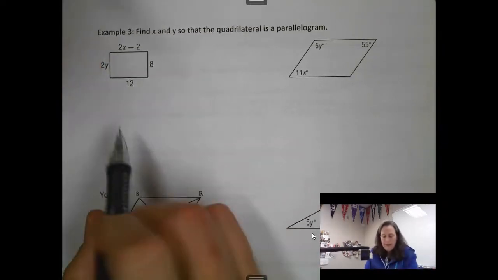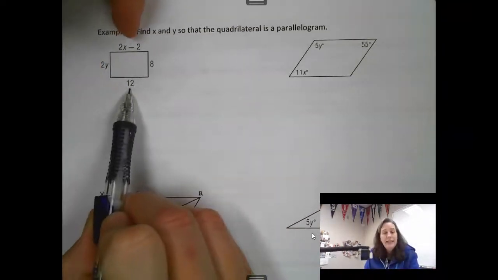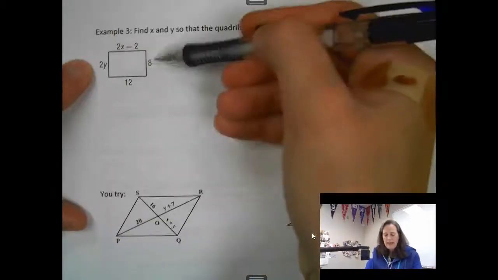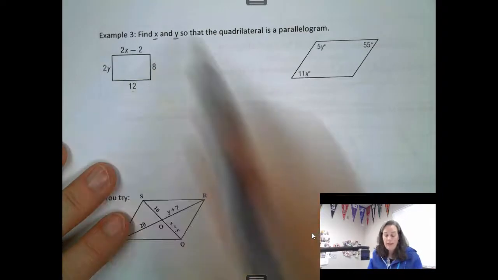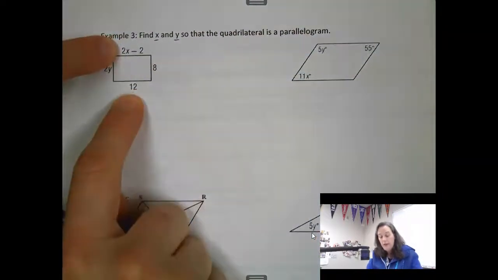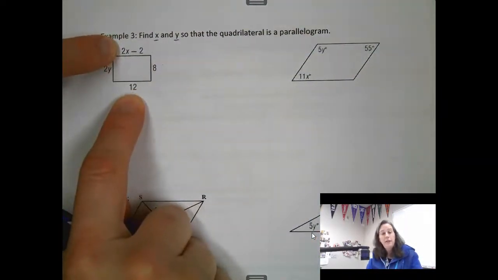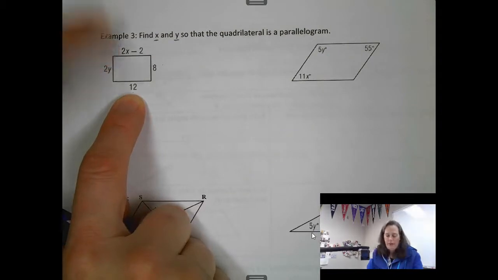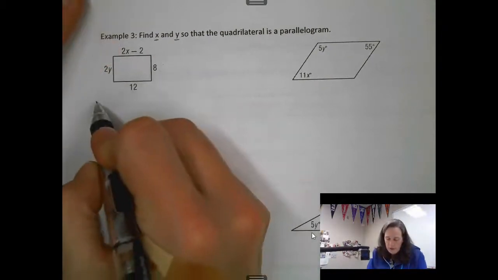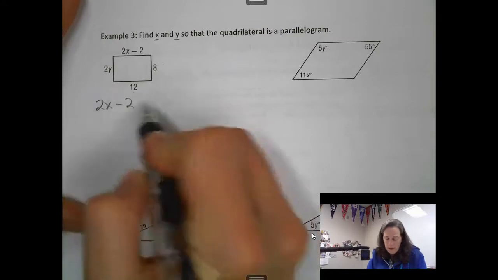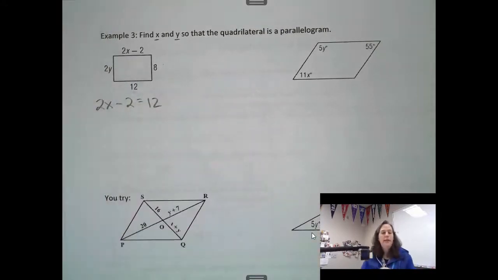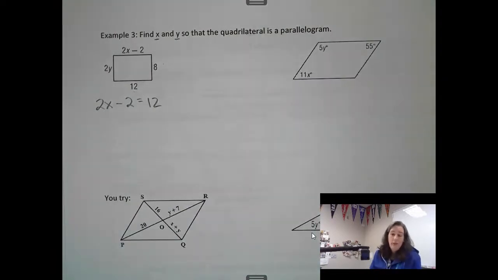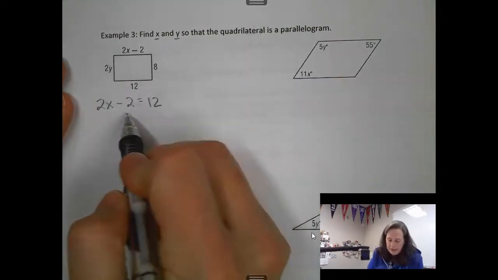Let's look at this first one. For this to be a parallelogram, these sides have to be congruent and these sides have to be congruent. And they asked us to find x and y. So that actually works out really well, because if we set up this equation, there's only one variable in there. So let's do him first. 2x minus 2 is equal to 12. Those are the opposite sides. And then we'll just go through and solve that for x.